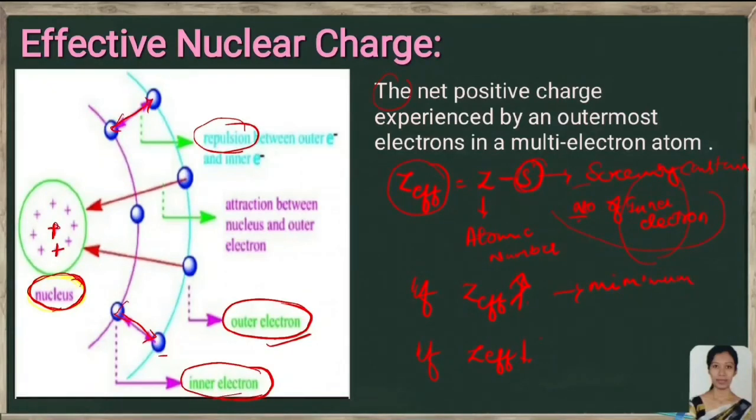In a similar way, Z effective will be minimum if the inner electrons are more. The S factor will become a higher value, then Z effective will become lower. That means the outer electron will experience less nuclear charge, that is positive charge. They will be staying away from the nucleus. That is why the size of the atom increases, or will be maximum. In this way, effective nuclear charge explains the irregular pattern of atomic radii in the case of d block elements.